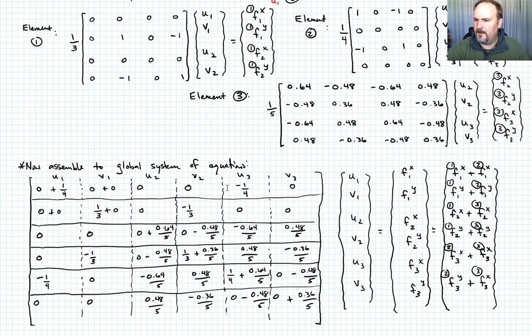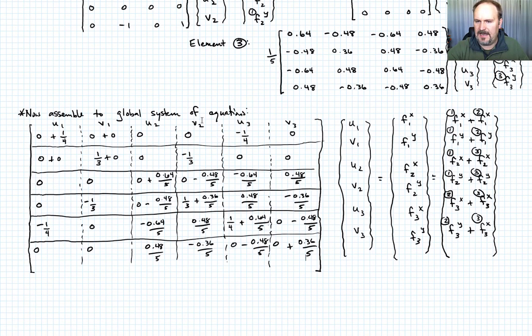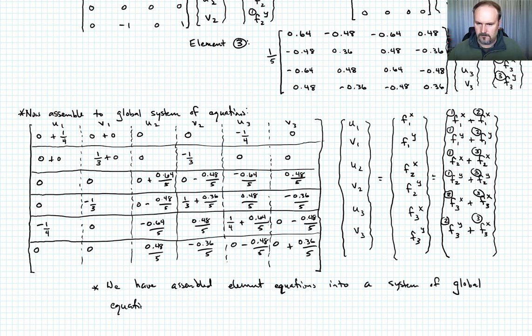Okay, that's it. That is the global stiffness matrix, and this is the global system of equations. So this is the assembly. We have assembled the element equations into a system of global equations.